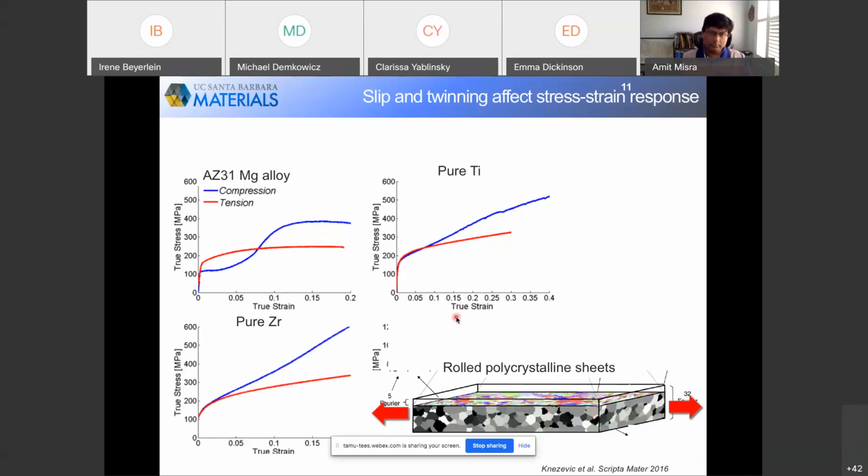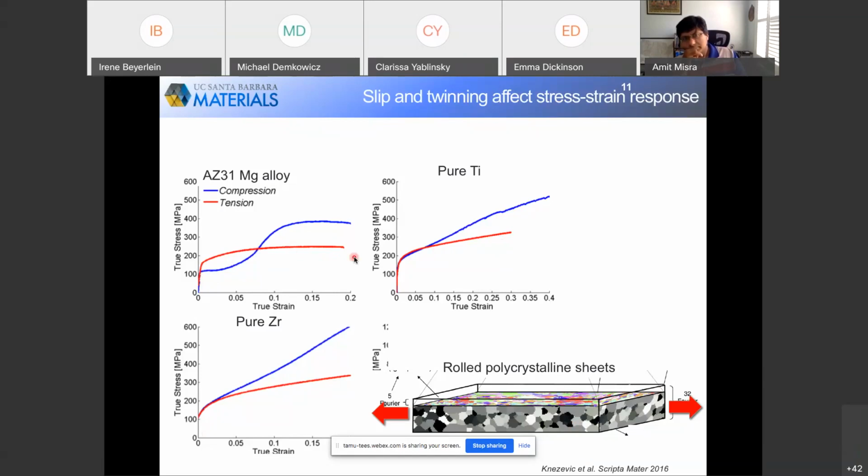They all behave in this similar way, and when they twin, what kind of differences they can have. So if we were just to take a polycrystalline sheet of any of these materials and deform it, as we show in the arrow, in plane tension, the response that one would get would be this stress strain response in red in each one of these figures.